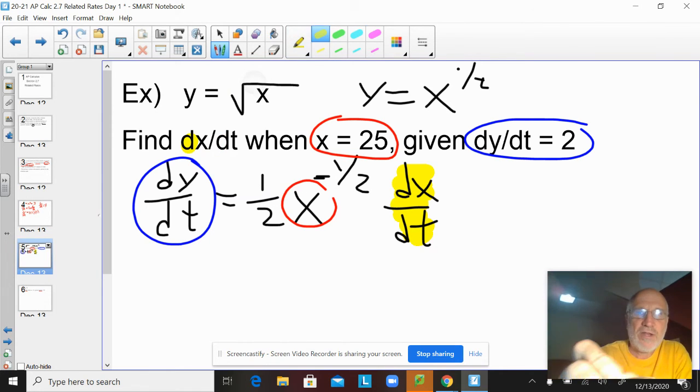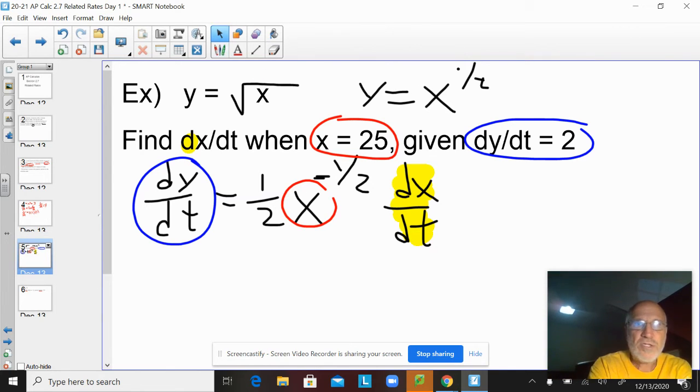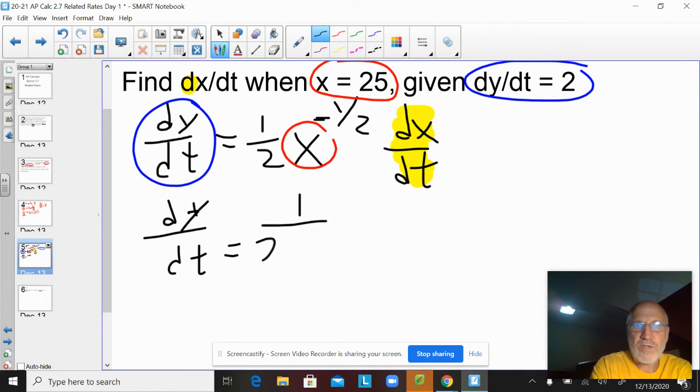Now, having said all that, could I maybe rewrite this derivative a little simpler? I probably could, and I probably would. So before I start substituting in, I will write this as dy/dt. That is 1/2 root x times dx/dt.